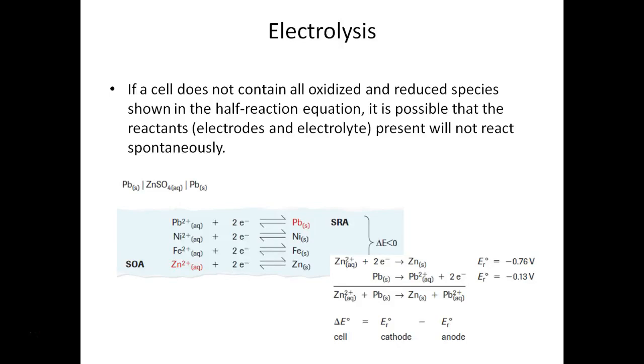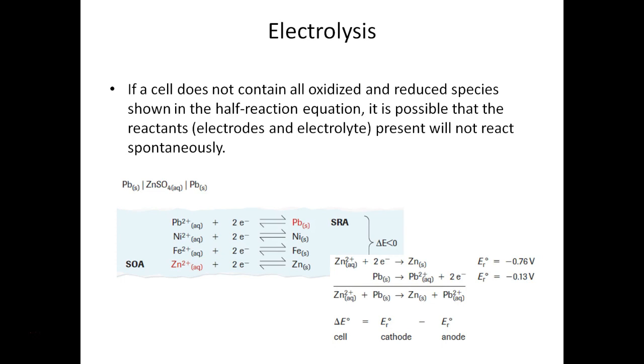So what we're going to do is look at what's called an electrolytic cell, or electrolysis. The key difference between an electrolytic cell and a galvanic cell, what we've been looking at so far, is that an electrolytic cell, or electrolysis, causes a non-spontaneous redox reaction to occur. In a galvanic cell, it's a spontaneous reaction, where my strongest oxidizing agent is a strong enough oxidizing agent to cause my reducing agent to undergo the oxidation reaction.